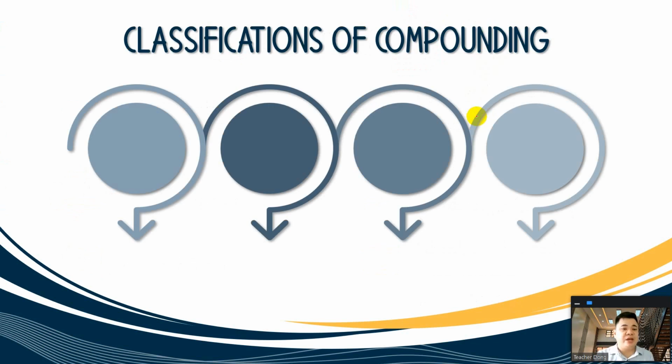We have the classifications of compounding. So for the classifications of compounding, we have annually. Whenever you see the word annually or annual, we are talking about 1 year. So it means the base of the compounding period is always 1 year. So M is 1 for annually. How about for semi-annually? When we see semi-annually, it's the half of the year. So how many 6 months do we have in 1 year? We have 2. So it means the compounding period will be 2.